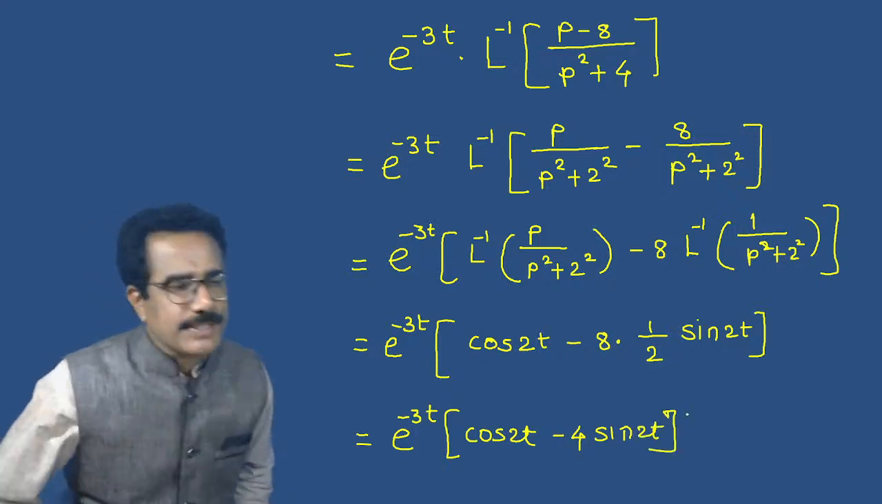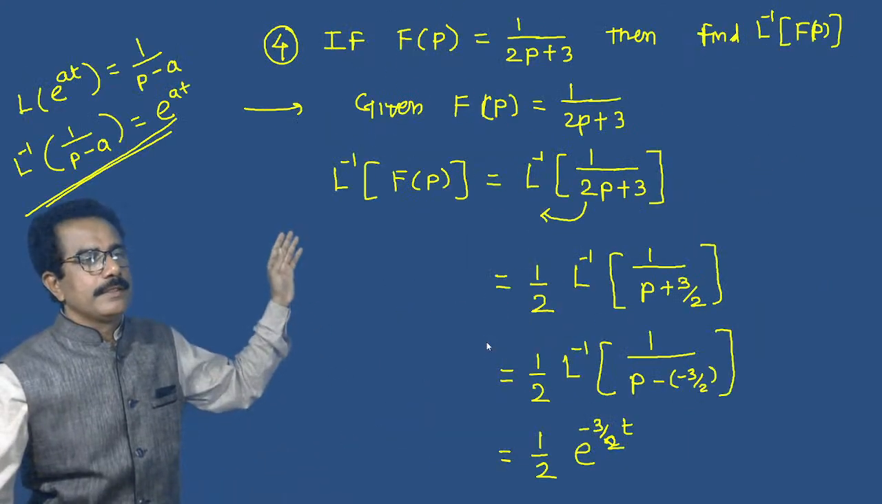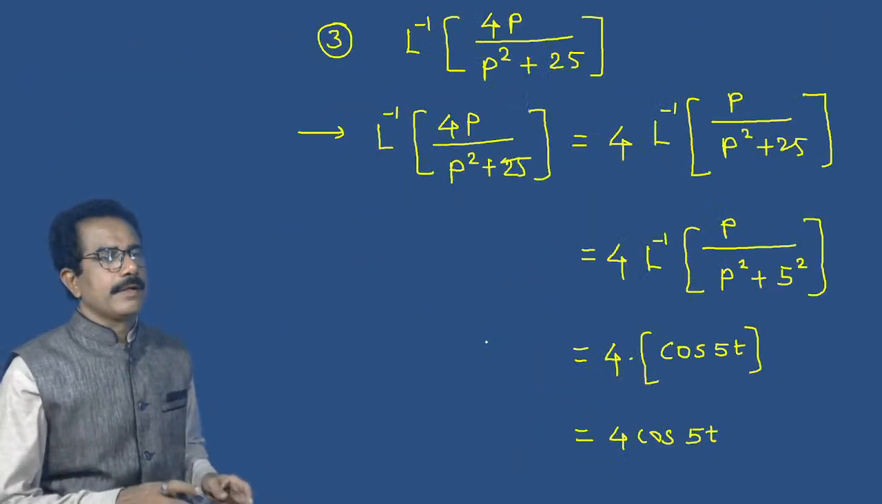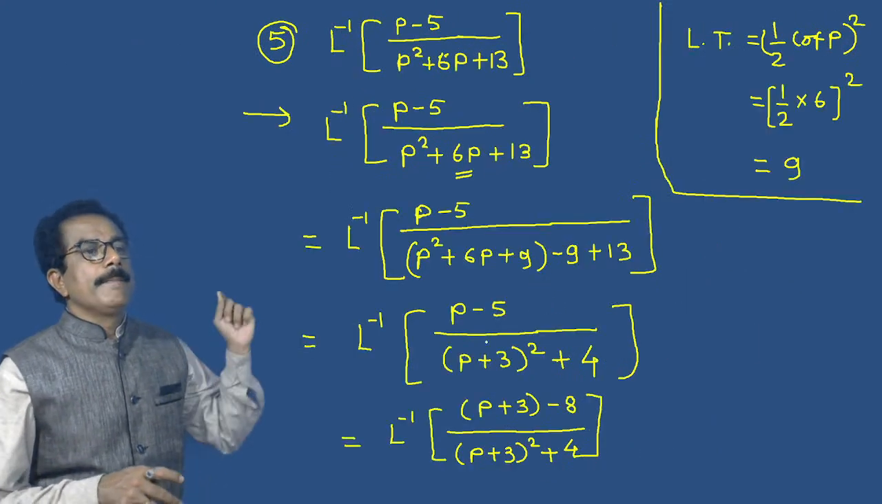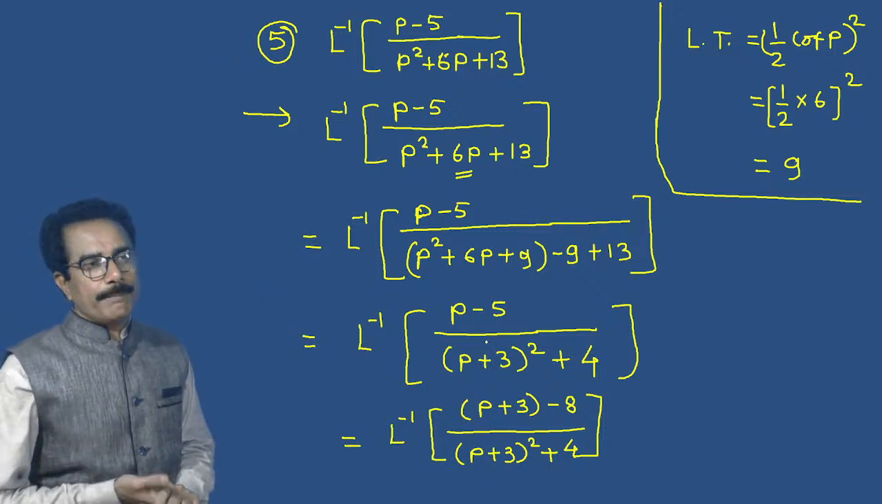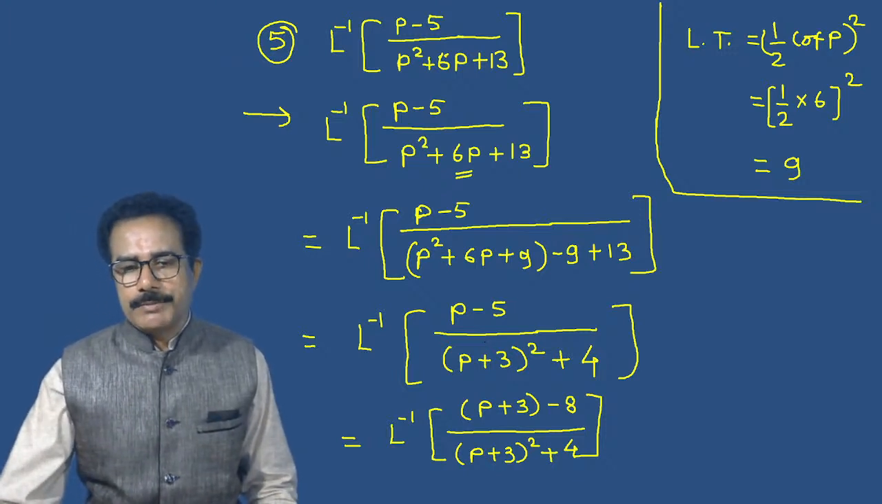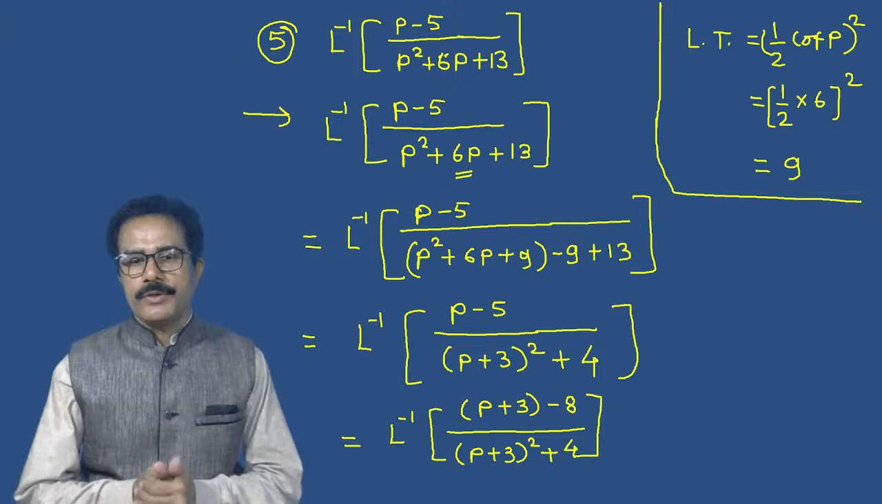ठीक आहे, थोडं पेन फास्ट चालत नाही. This is the inverse Laplace transform of this function, L inverse of p minus 5 divided by p square plus 6p plus 13. ओके, अशा पद्धतीचे तुम्हाला प्रॉब्लेम्स घरी सॉल्व करता येतील. त्या पद्धतीने तुम्ही एक एक प्रॉब्लेम सॉल्व करू शकता. If you have any doubt then you can ask me.